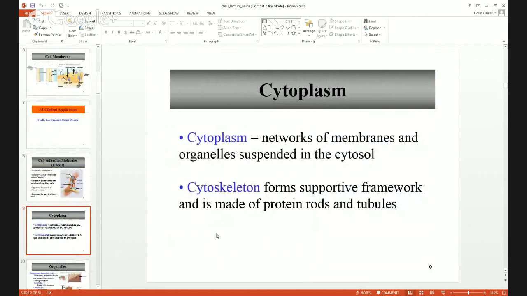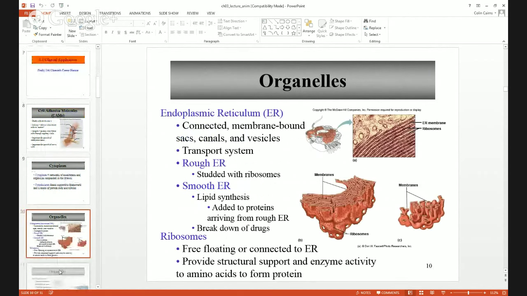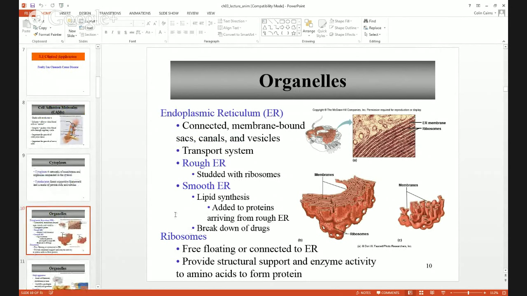Now inside we have the cytoplasm. That's a network of membranes and organelles suspended in the cytosol. There's a cytoskeleton that forms a supportive framework, and this is made of protein rods and tubules. The organelles inside, beginning with the endoplasmic reticulum. It's interconnected membrane-bound sacs and canals and vesicles. It's used as a transport system.